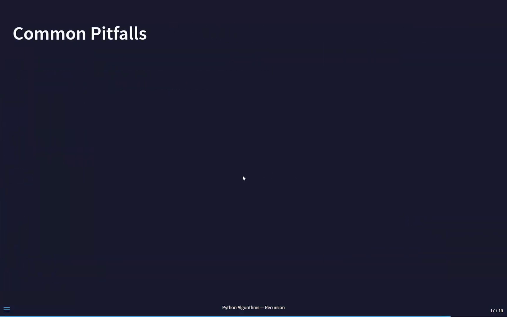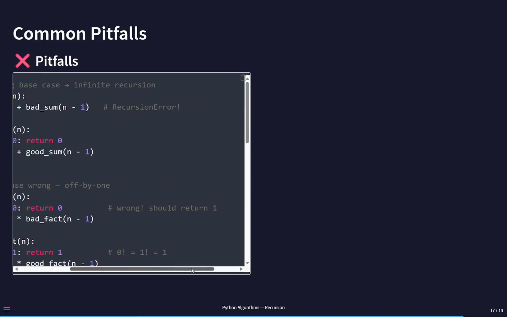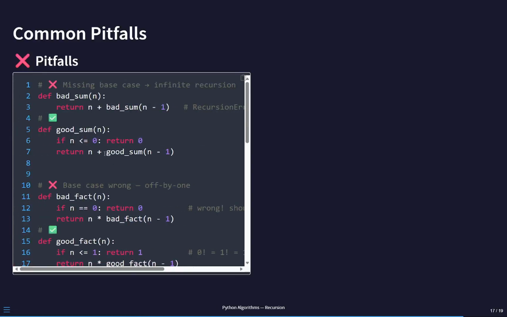Next, let's go through the mistakes that produce bugs or crashes in recursive Python code and their fixes. Missing base case is the most obvious. bad_sum calls itself forever until Python raises RecursionError. Always add the termination condition before the recursive call.